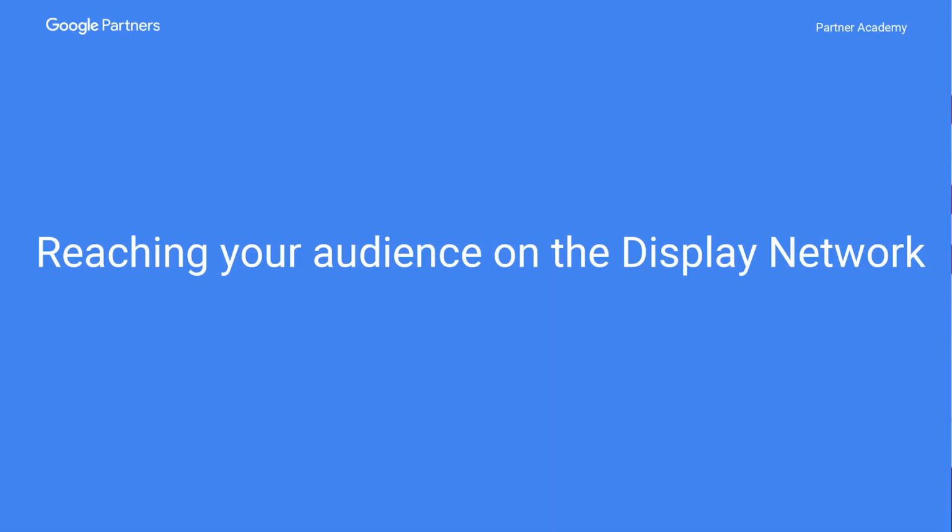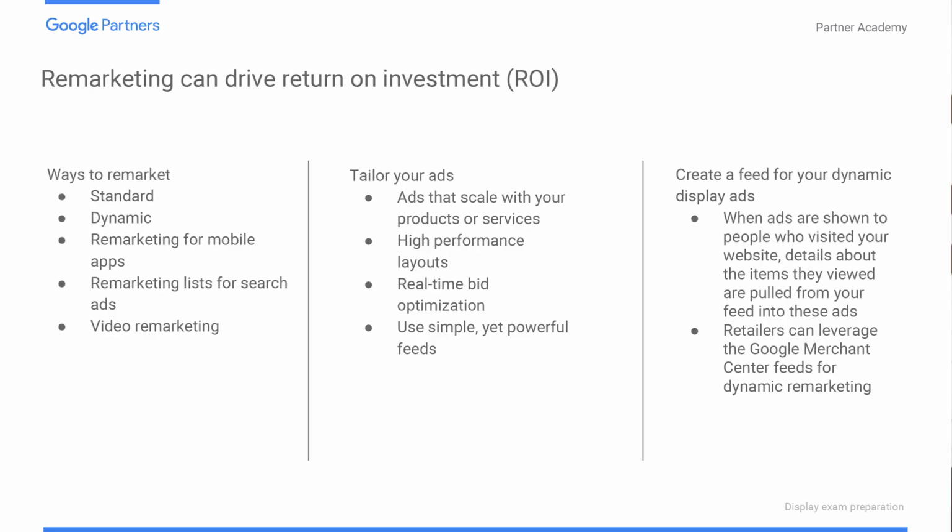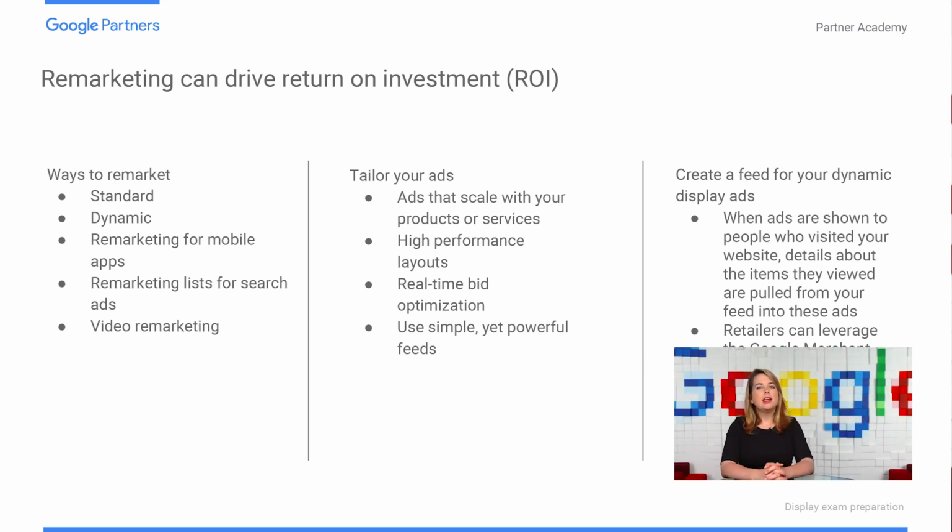Reaching your audience on the display network. Use remarketing to reach past website visitors and app users. This can be a strategic component of advertising that drives return on investment. In order to use remarketing in Google Analytics, you'll need to link your Google Analytics and AdWords account. There are different ways to remarket.